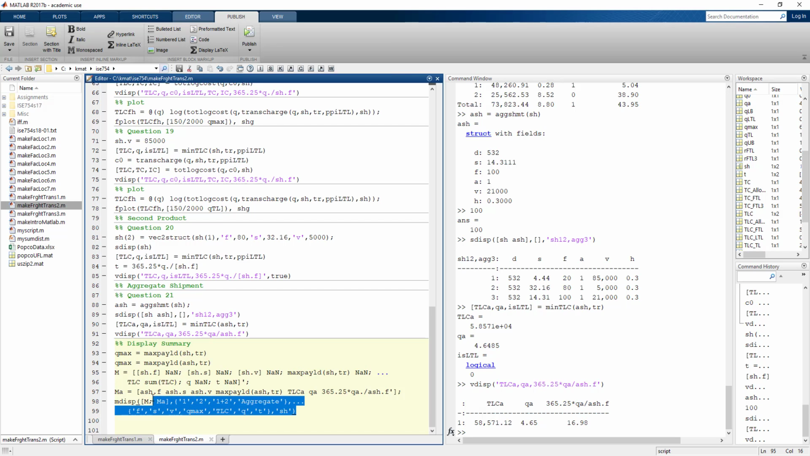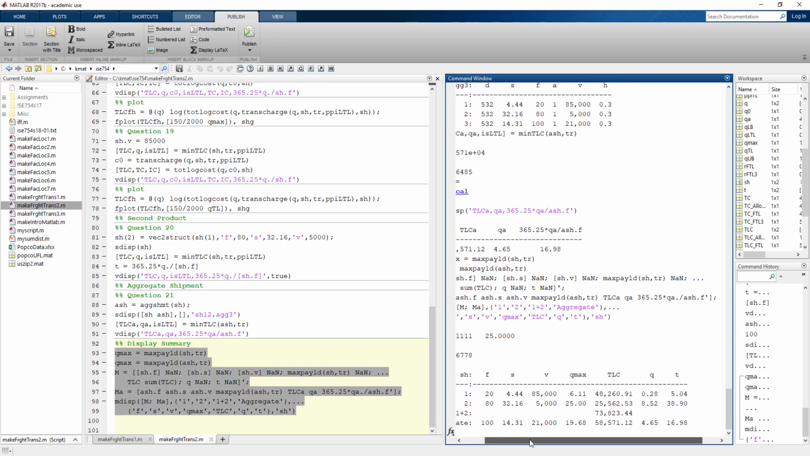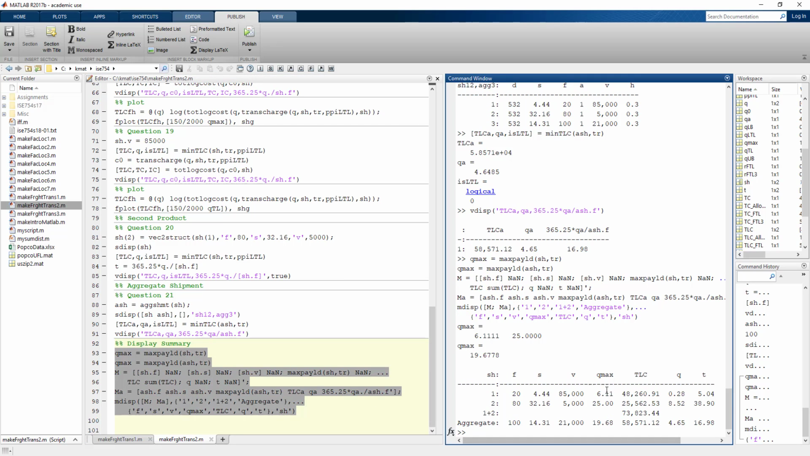And the best way to look at it is to just execute all of this. And you can see this summarizes all of the results. So these are shipments 1 and 2 by themselves. Here, if we ship them as 2 separate independent shipments, we got this total logistics cost. When we shipped them as an aggregate, we got a reduction in total logistics cost.